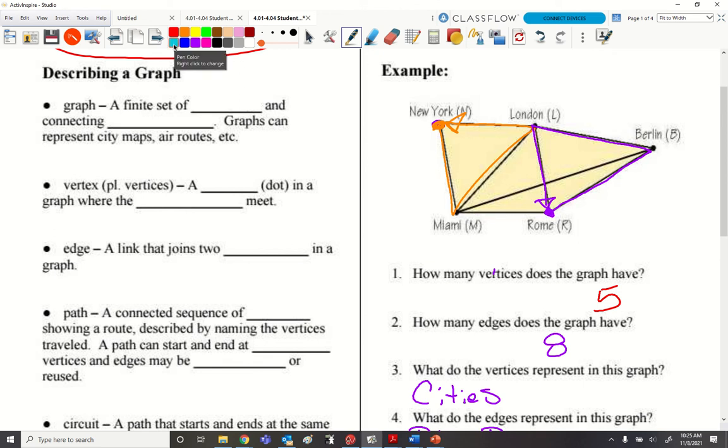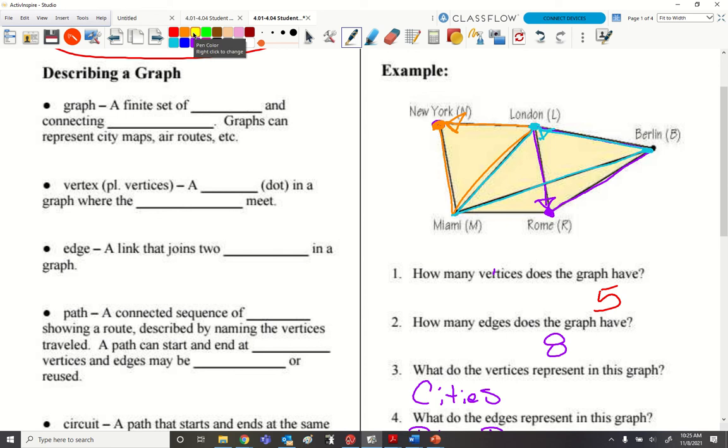Now let's do another one. I'm going to pick on Alexis. What's the next one that we got to do? London, oh, Miami. Okay, so London to Miami, Berlin, and then back to London. Very good.